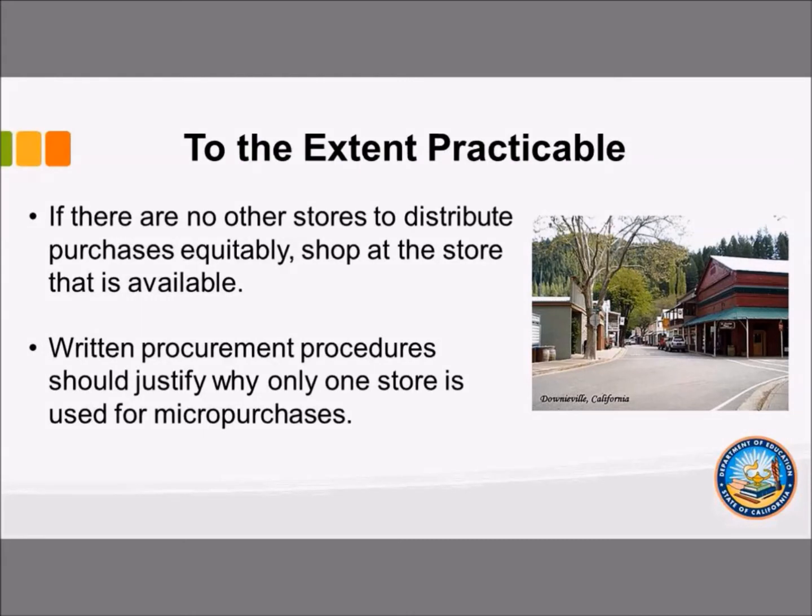If your agency does determine that it's not practicable to shop at different stores, the reason that it's not practicable should be included in your written procedures for the micropurchase method. Please remember that your procurement procedures must be fair and reasonable. If another qualified supplier is just a few miles away, but you do not shop there, you will not be in compliance with the micropurchase method of procurement.